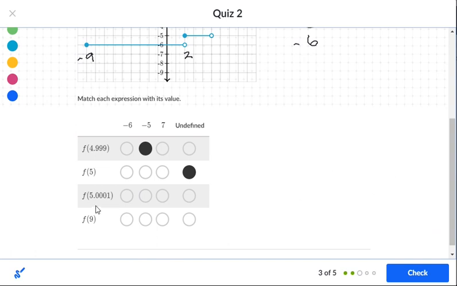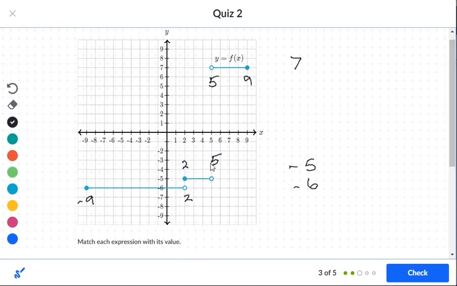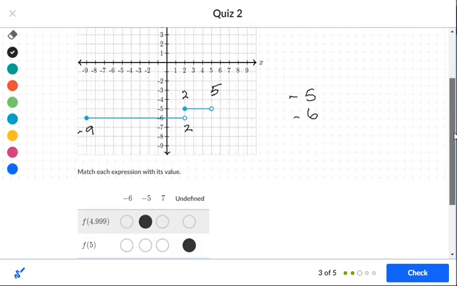Now we have 5 point, and we got several zeros there and then a 1. So we know we just want to go slightly past 5 to the right. Well, this stops right here at 5, so that's no good. This doesn't even reach a 5. This does have a 5 in it, and it actually goes to 9. So that 5 point, and those several zeros and that 1 would be after the 5, and it would be at level 7.